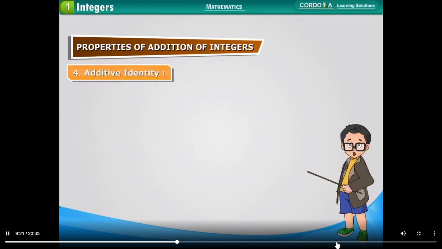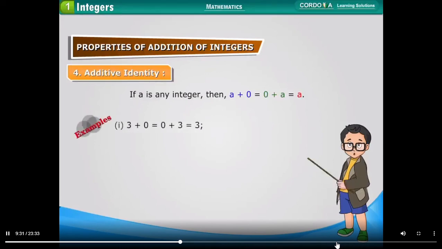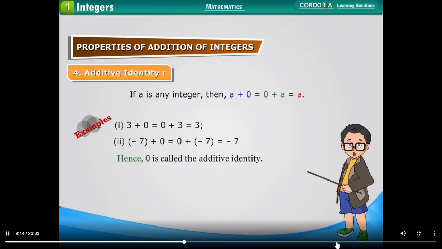Additive identity. If a is any integer, then a plus 0 is equal to 0 plus a is equal to a. Examples: 3 plus 0 is equal to 0 plus 3 is equal to 3. Negative 7 plus 0 is equal to 0 plus negative 7, which is equal to negative 7. Hence, 0 is called the additive identity.